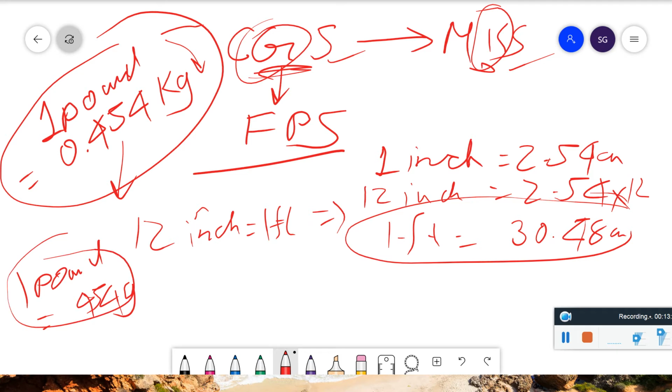Now here what was the answer? The answer was 1.47 centimeter. So in this it will be very easy. I will just verify it. I will just write the relation. So we will use this formula again.